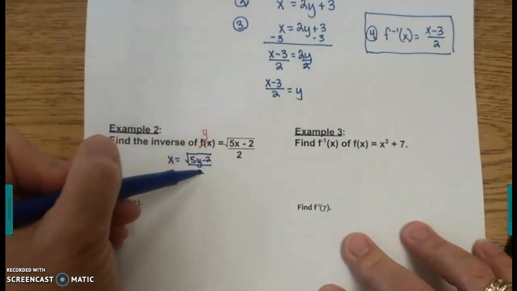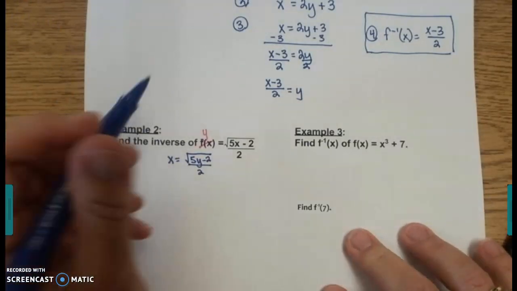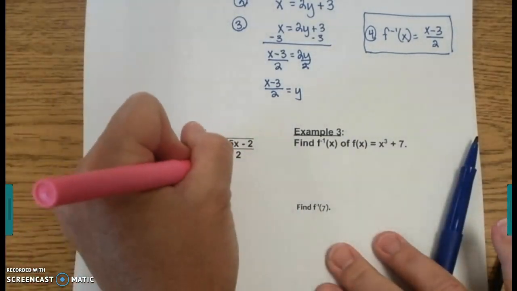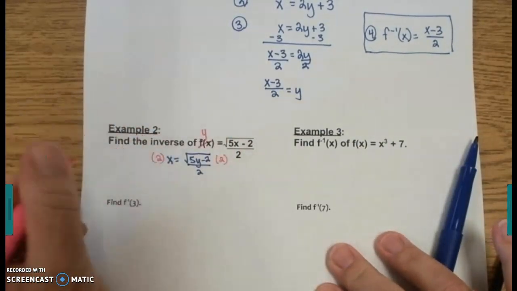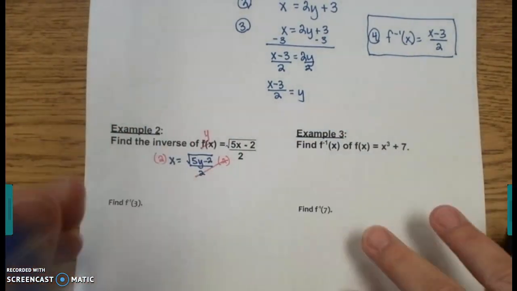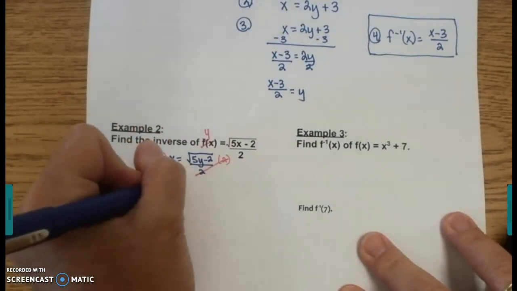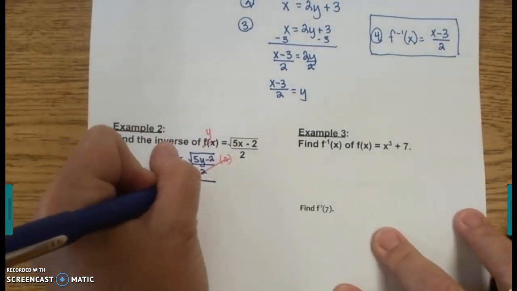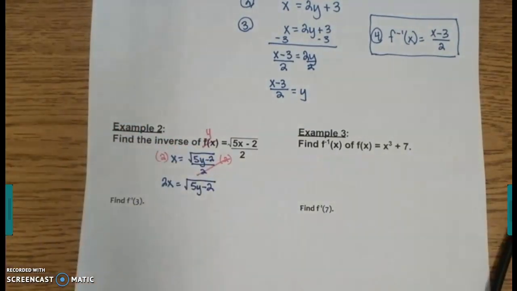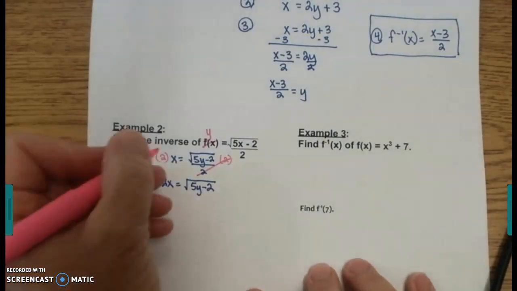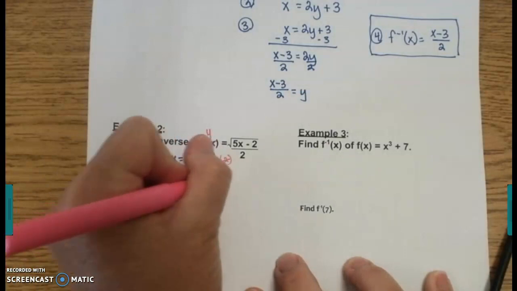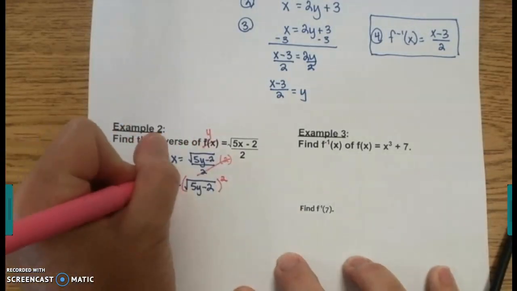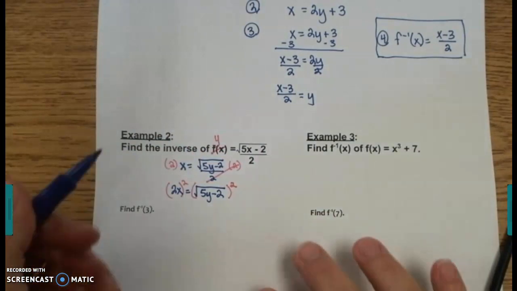Step 3 says solve this equation for y. So we have a fraction. Anytime we have a fraction, we would multiply by the denominator to get rid of the fraction. So on this side we have 2x, and on this side we have the square root of 5y minus 2. Alright, so now we need to get rid of the square root. So in order to get rid of the square root, we need to square it. So what we do to one side, we have to do to the other side.